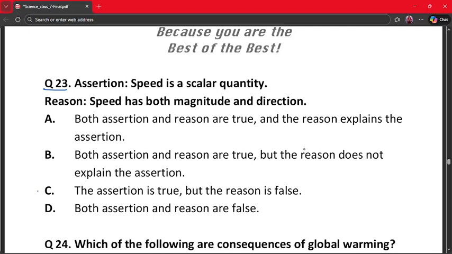The correct answer is option C, because speed has only magnitude. It does not have direction. So the assertion is true but the reason is false because it describes velocity. Hence option C is the correct answer.